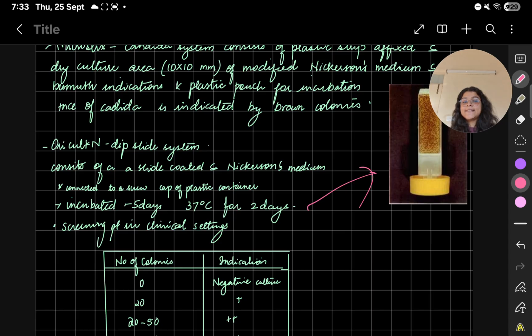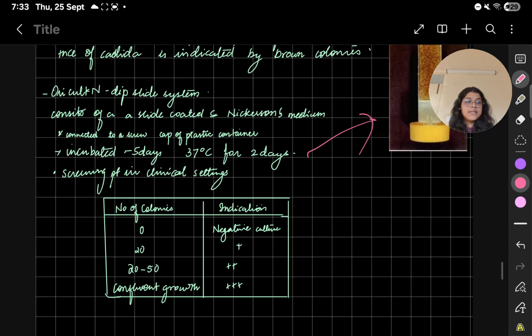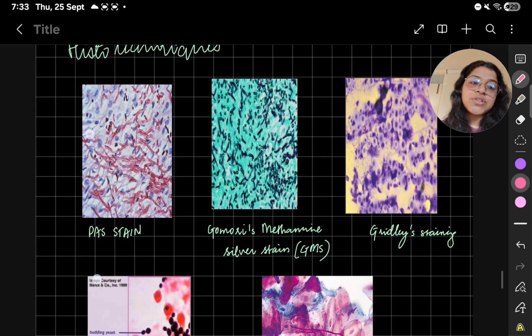Screening in clinical settings: if there is 0, it is a negative culture. If there are 20, then it is positive. If 20 to 50, it is very positive. Confluent growth is more than 50. So that is the Auricult and dip slide, used for isolation of the organism.